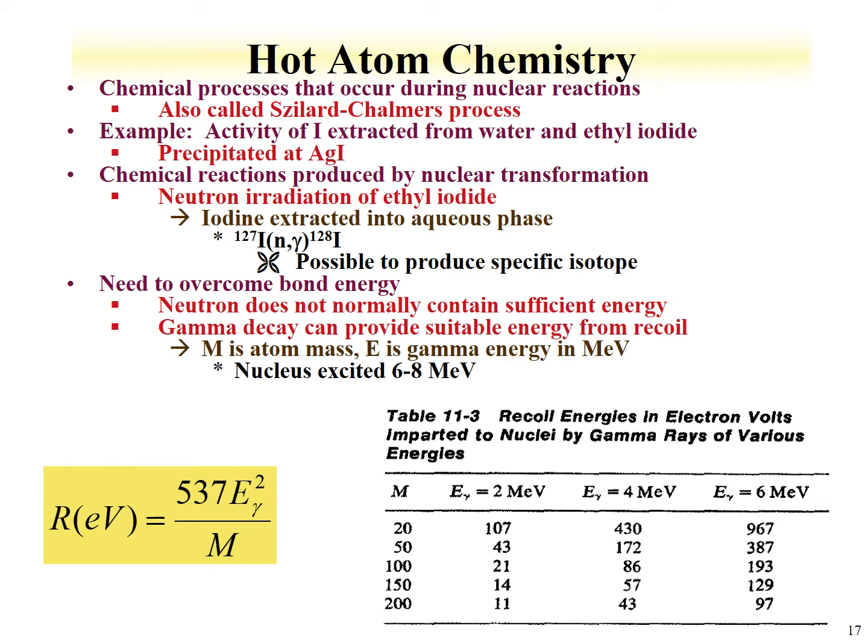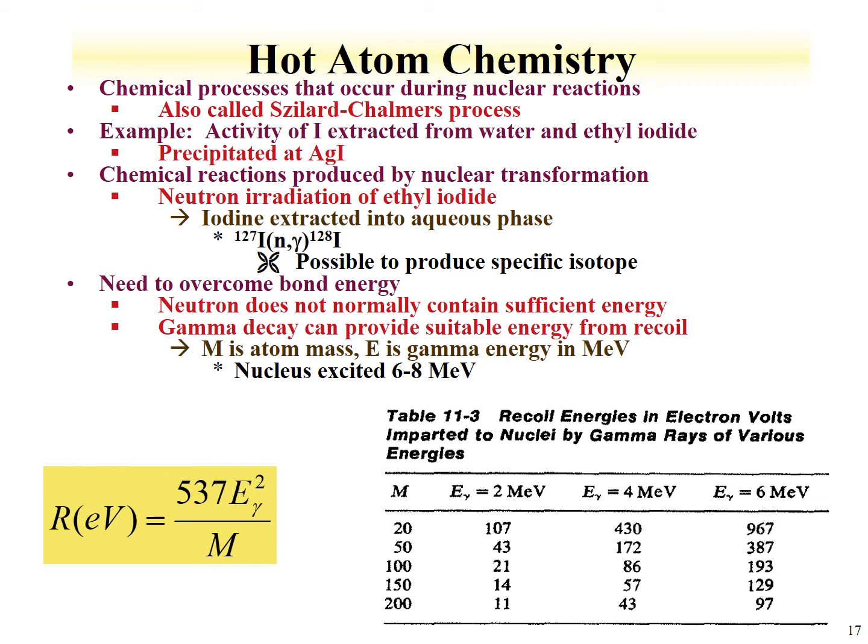An example of hot atom chemistry is the activation of iodine and extraction of that activated iodine from water and ethyl iodide. In this case, ethyl iodide can be irradiated in a nuclear reactor. The iodine-127, the stable isotope, remains as part of the ethyl iodide. When that iodine captures a neutron and becomes iodine-128, it separates from the ethyl iodide and can be precipitated as silver iodide. In this route, only the activated iodine is separated.